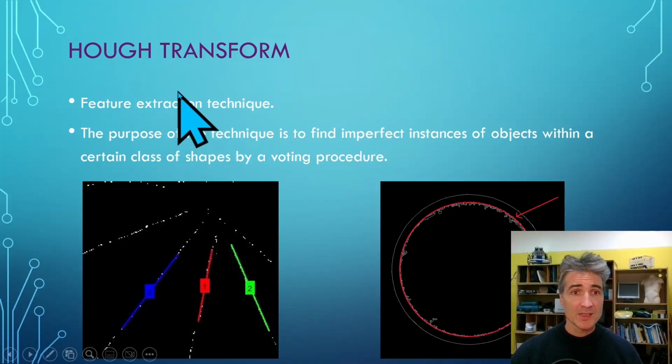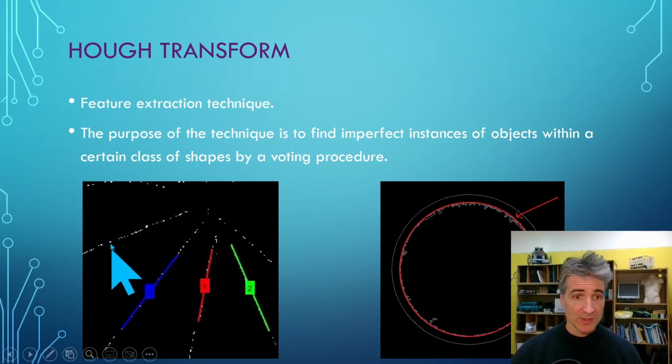Hough transform is a feature extraction technique. It was developed to find imperfect instances of objects of a certain class. For example, here in these two images, we are searching for lines or for circles. So here the image that probably went through some edge detection is comprised of certain points.